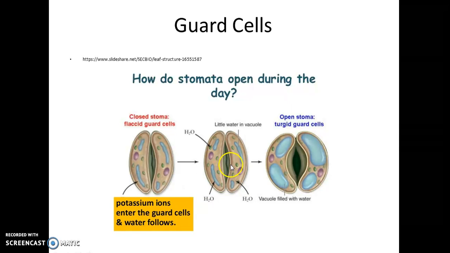This right here, the inside here, do you see how this is really thick here? That's the thick cell wall. So the whole cell will expand around that thickened cell wall, and as it expands around the thick cell wall, it forms a hole in the center called the stoma. Water moves in because of the potassium ions entering the guard cell from the large central vacuum.